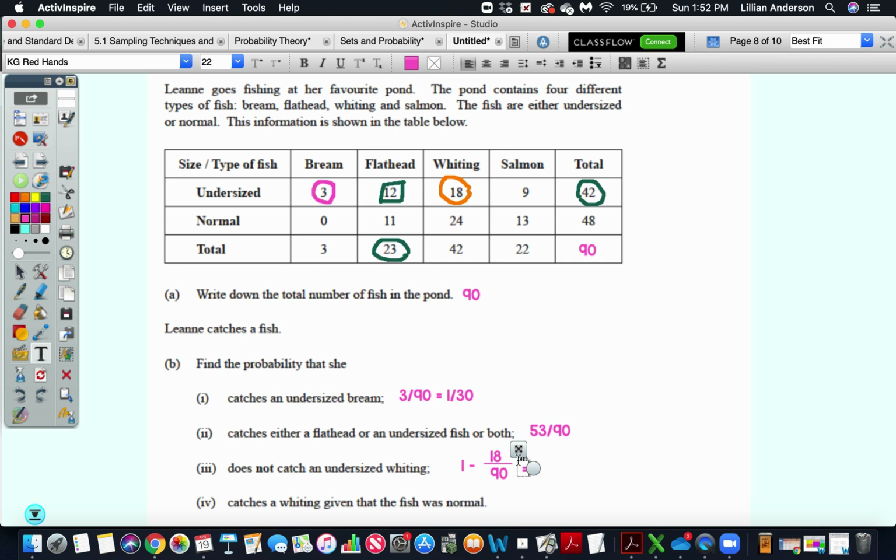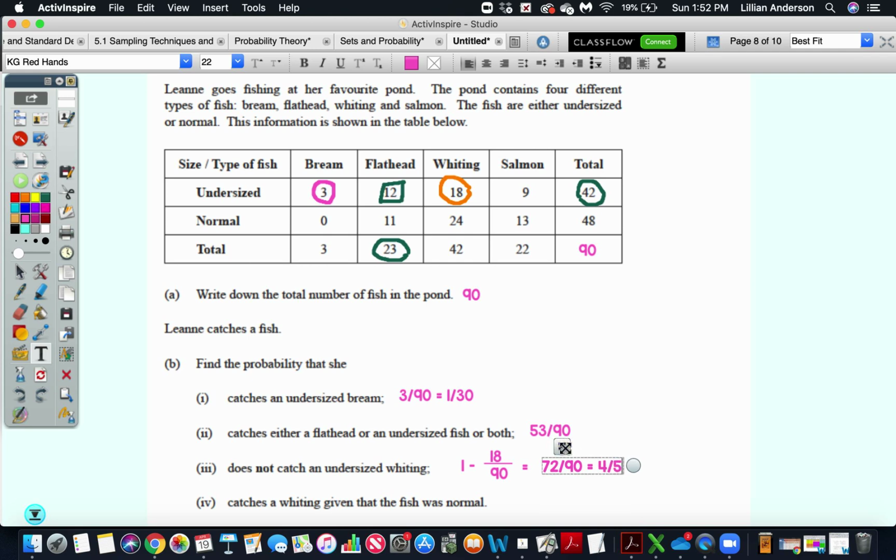So when we do that, we'll end up getting 72 out of 90. So there's 72 out of 90 fish that aren't undersized whiting, and that does reduce down to be 4 over 5.